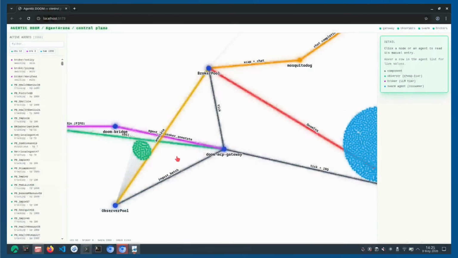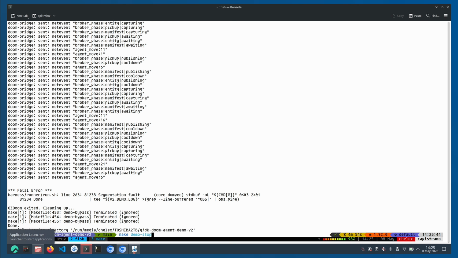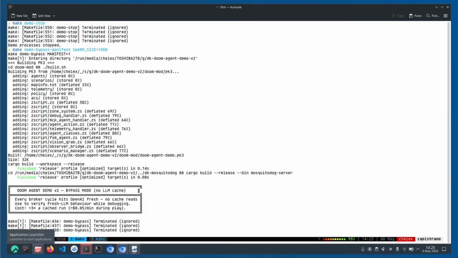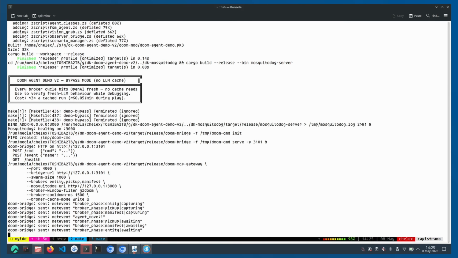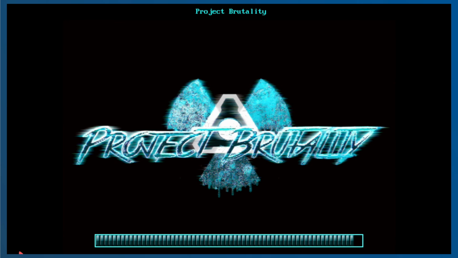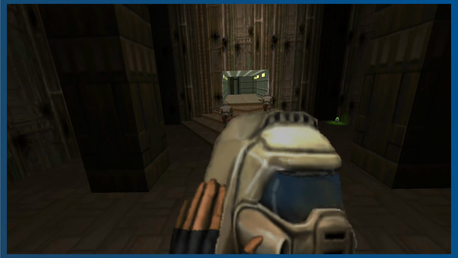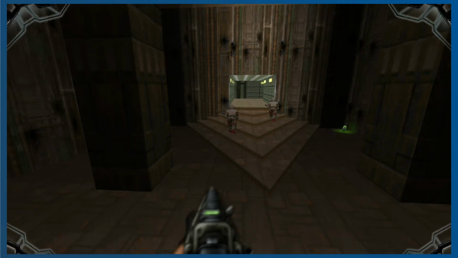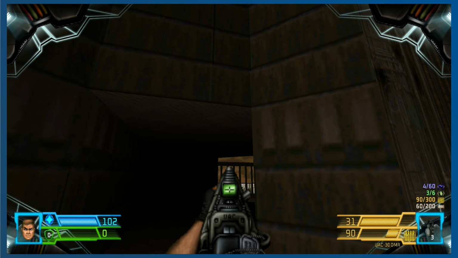In terms of the game, the guys at Project Brutality did a fantastic job, so I'm not claiming their work. The part here is not graphics or some kind of visual effects. It's about really bringing this agentic mind to the game so that we can react in real time, but it doesn't work in real time.